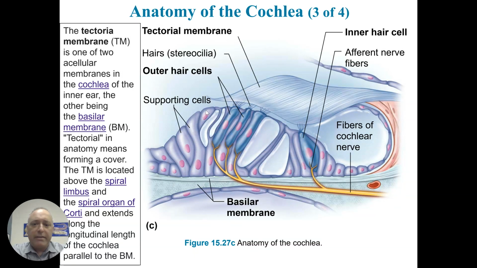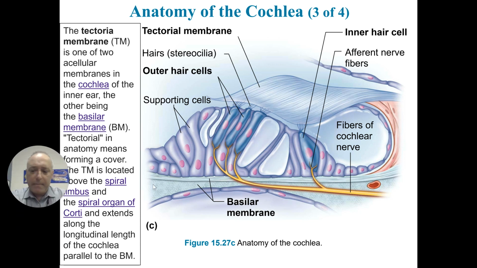Okay, another look at the cochlea. We see two different membranes, the basilar membrane and the tectorial membrane. So the tectorial membrane is a membrane of the cochlea, of the inner ear, and it extends along the longitudinal length of the cochlea parallel to the basilar membrane. It's innervated by the cochlear nerve, a number of hair cells with supporting cells, which are going to send afferent nerve impulses back to the brainstem.